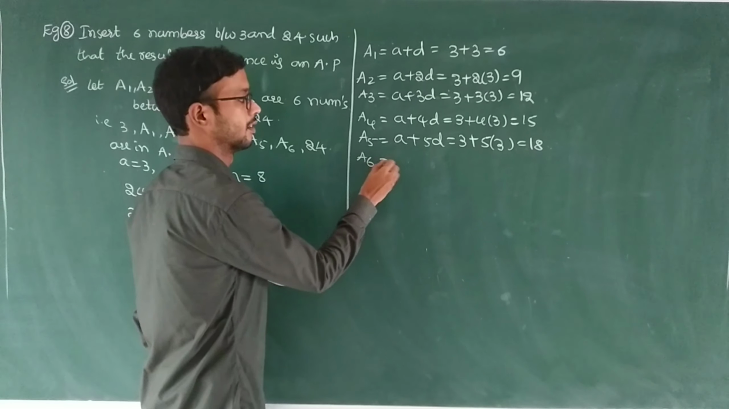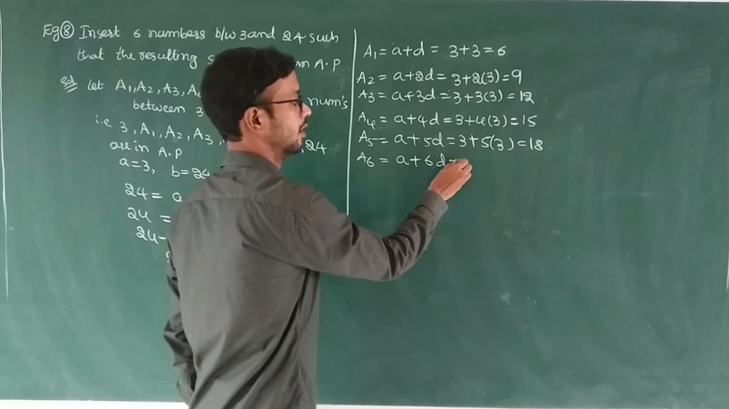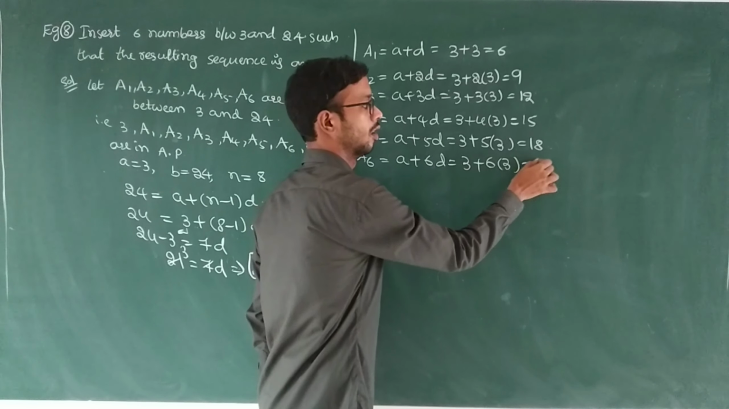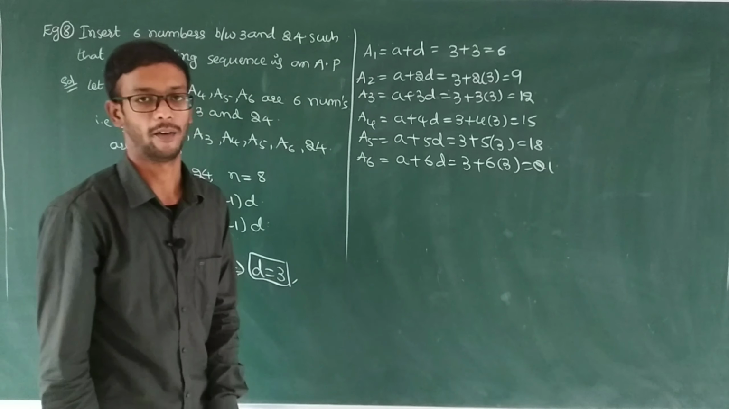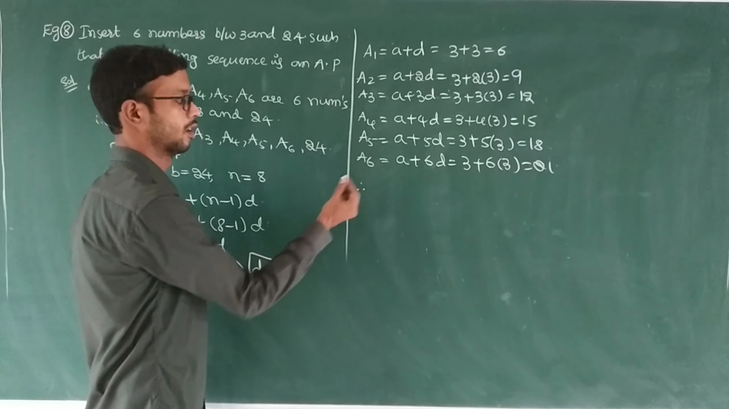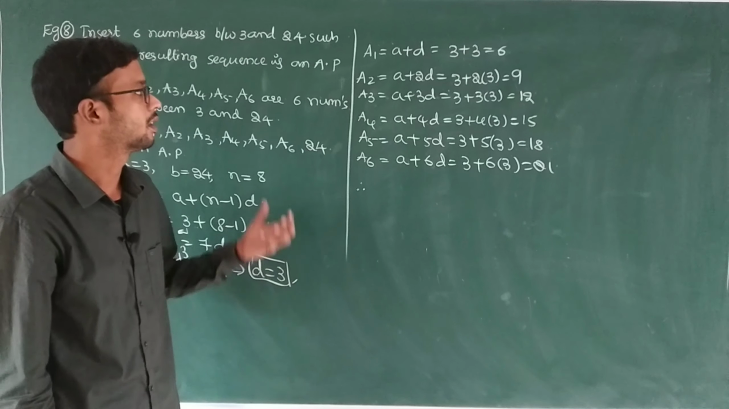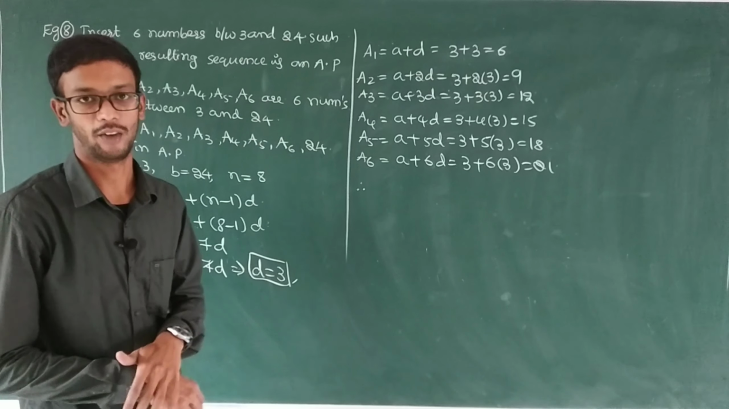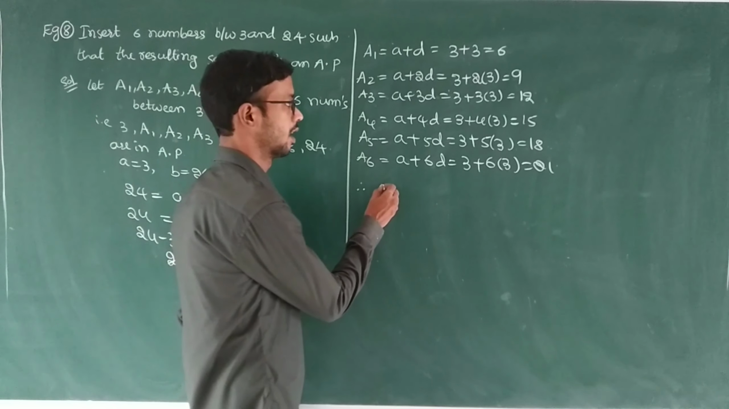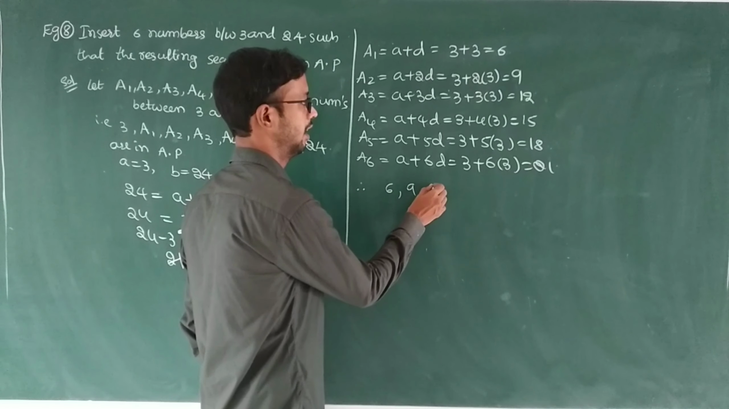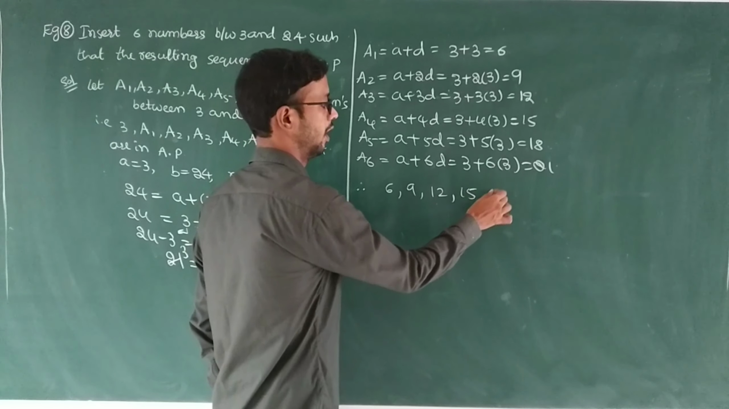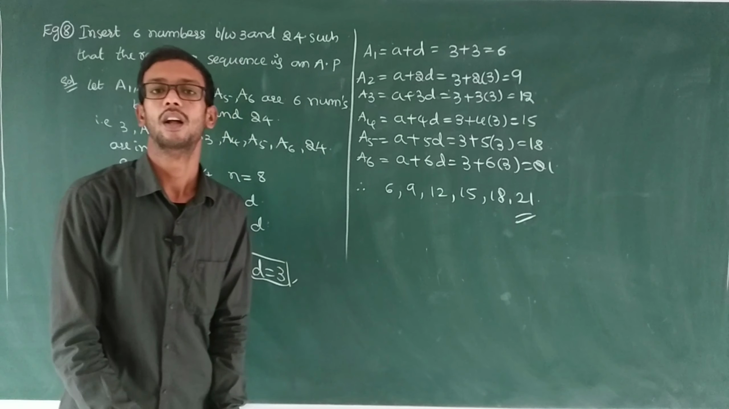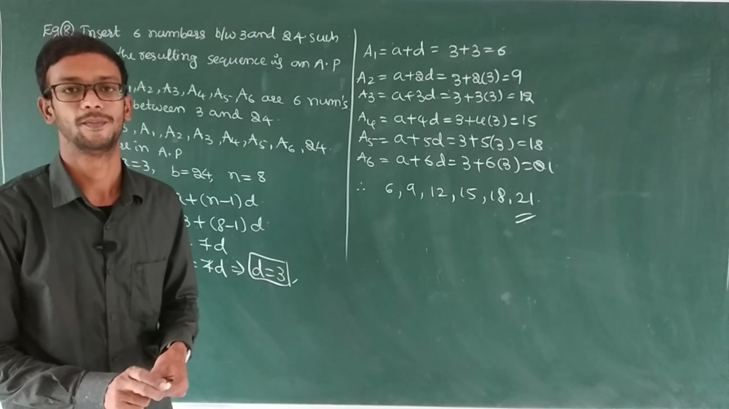Next, a6 is a plus 6d. 6 into 3, 18, total 21. Therefore, the 6 numbers between 3 and 24 are 6, 9, 12, 15, 18, 21. So this is the required answer.